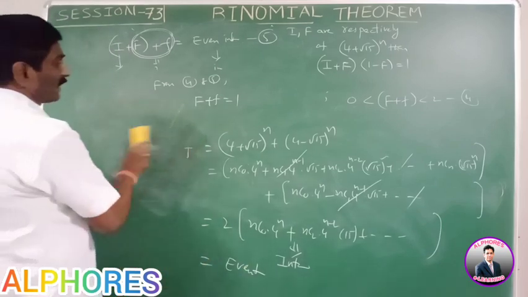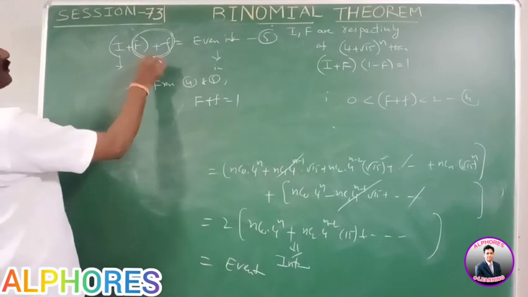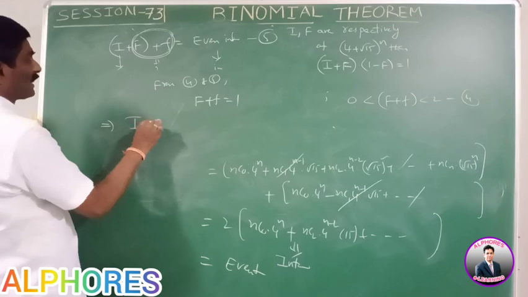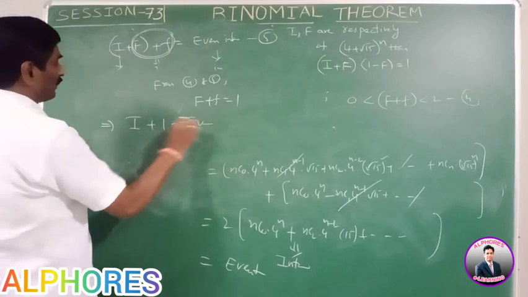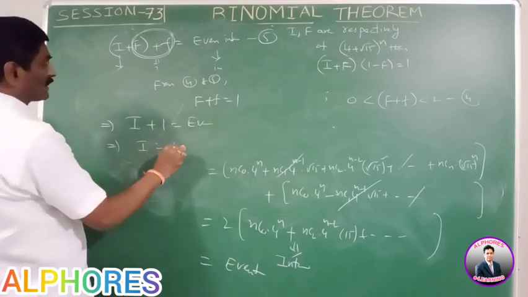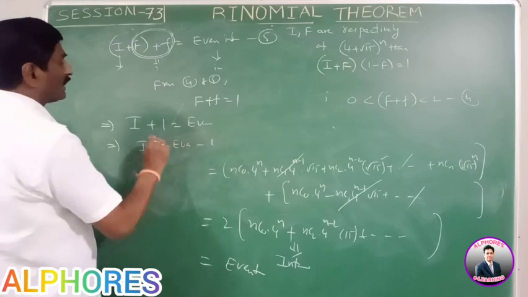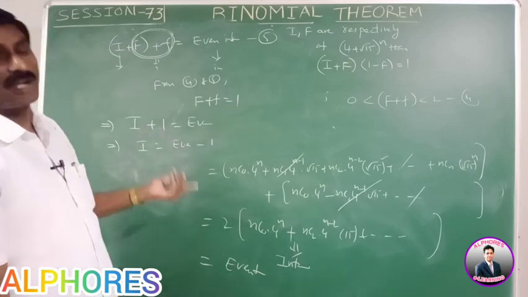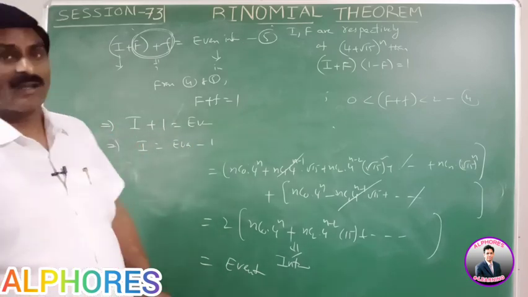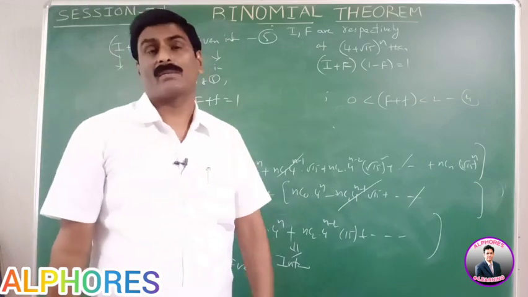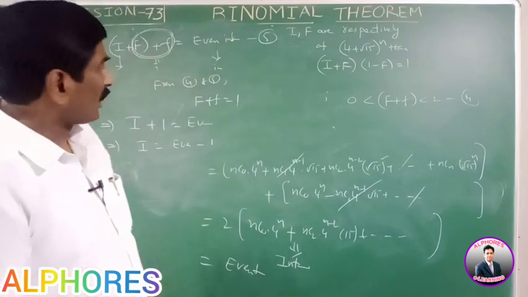So this can be reduced to: I plus 1 is equal to an even integer. What is the value of I? I is equal to even integer minus 1. Even integer minus 1 is nothing but an odd integer. Therefore, I is always an odd integer. Very, very important. I is always an odd integer.